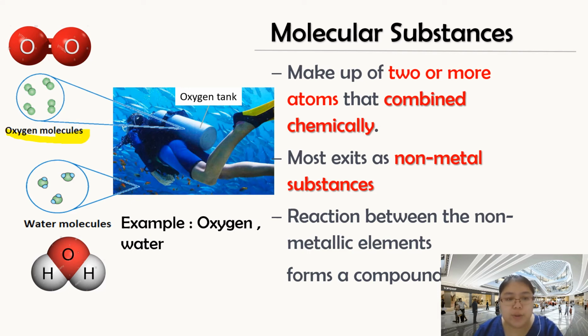Another example is the water molecule. A water molecule is a combination of 2 different atoms. We have hydrogen, and we also have oxygen. That's why we call water H2O, because we have 2 hydrogen and 1 oxygen. After combining, this is a molecular substance. Molecules can also be created by reaction between non-metallic elements to form a compound.